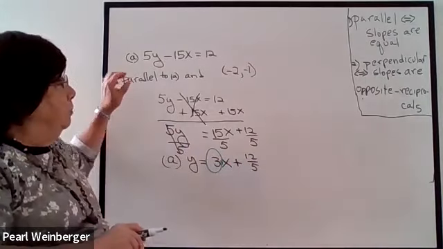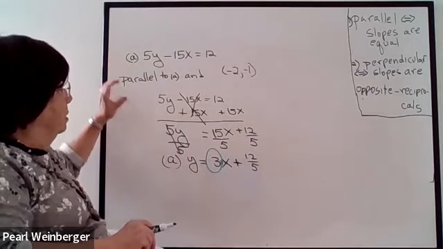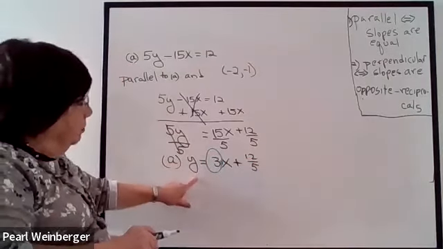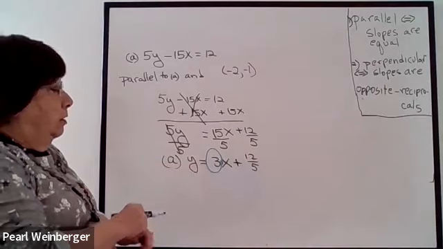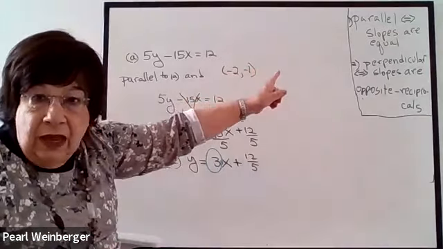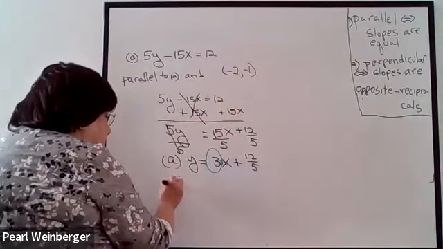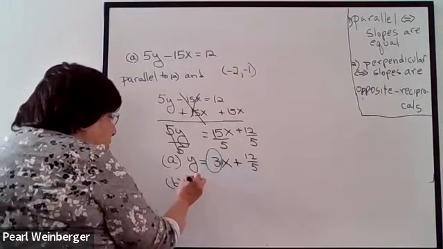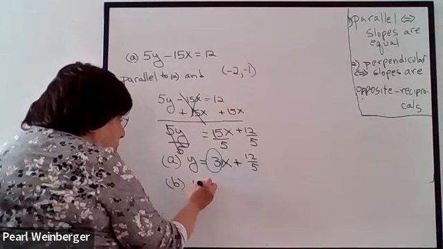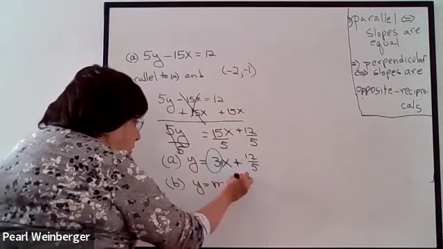Okay, so let's go back to the question. The question was, write the equation of the line that's parallel to this line. Well, what do parallel lines have? They have exactly the same slope. So let's call this line B the one that we're writing the equation of. It's y equals mx plus b is what we're looking for.